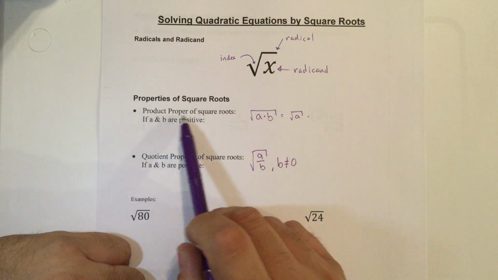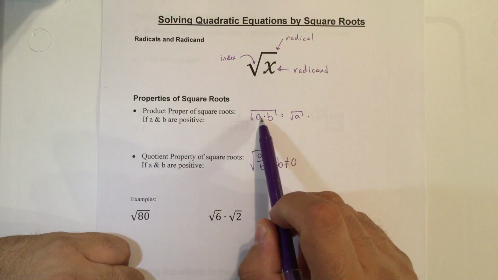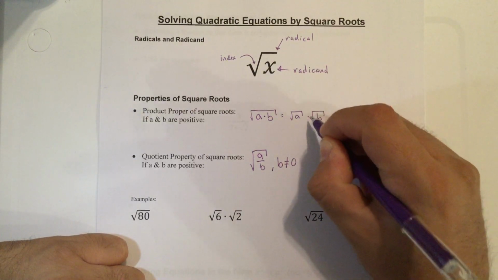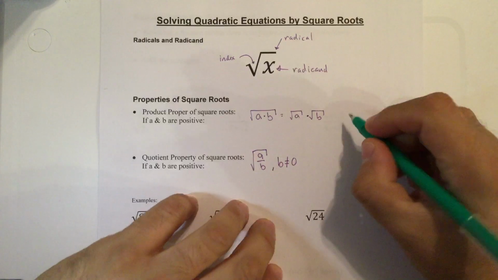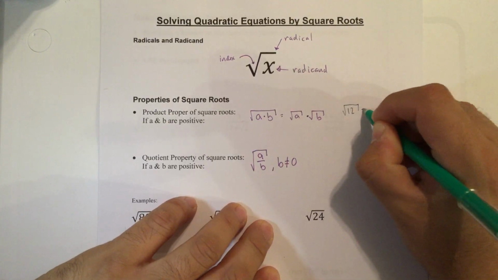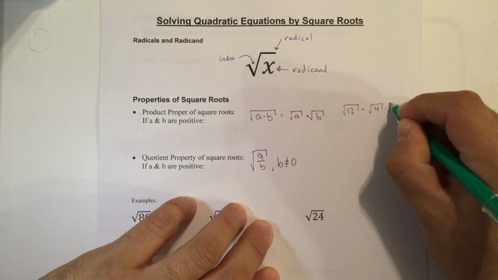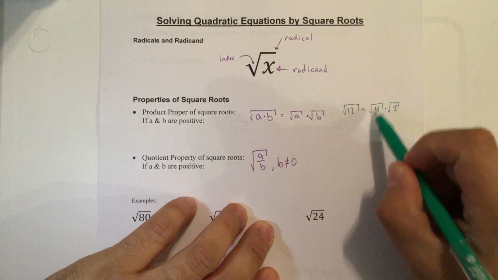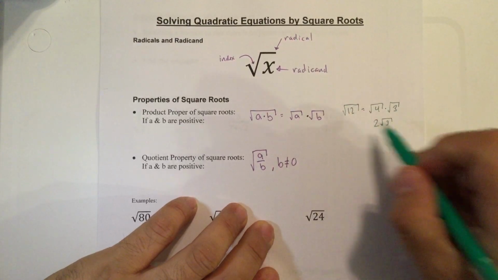The first one, the product property of square roots. If a and b are positive, then the square root of a times b is equal to the square root of a times the square root of b. So notice we just split it apart. An example of where you might use this is if you had the square root of 12. We could split this apart into two factors, the square root of 4 times the square root of 3. And the reason why we would do this is because the square root of 4 we know reduces to 2 times the square root of 3, and that's why we use that property.